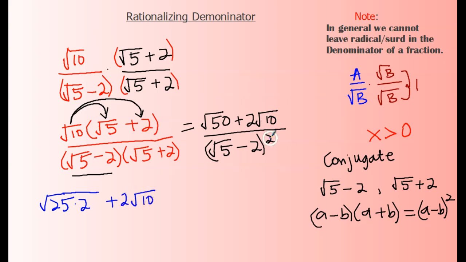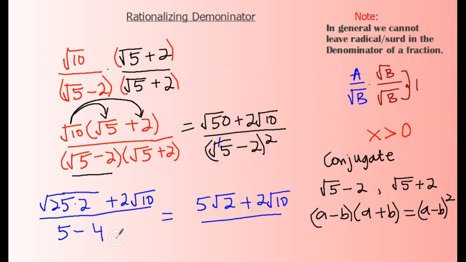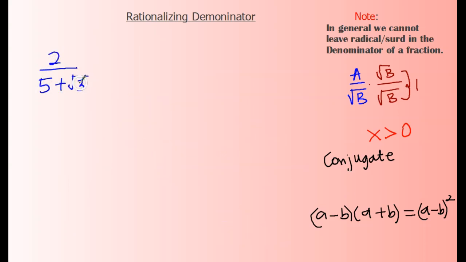root 10, and here we are squaring this one, and when you square it, you cancel that away, leaving us with a 5, and then square this number here. Now we know square root of 25 is 5 root 2, and then plus 2 root 10. And here 5 minus 4 gives us 1. We can ignore the 1 if you want. So we have these two rationalized.